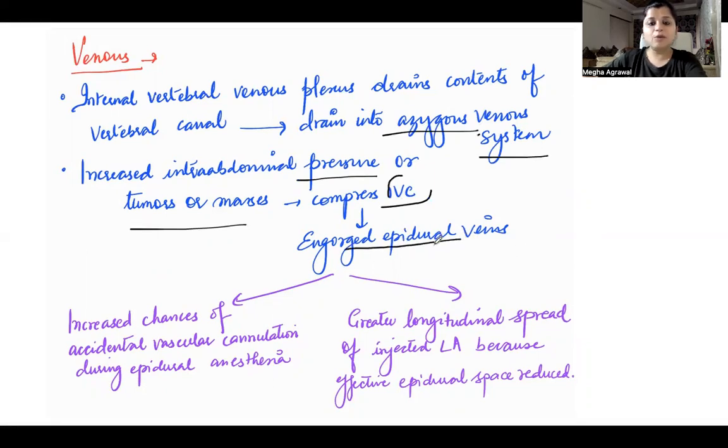Now, the epidural veins are engorged, so two things can happen. Either when we are giving epidural anesthesia and inserting the needle, there is an increased chance of accidental vascular cannulation, so the needle can enter the vessel. Or because the epidural veins are engorged, the effective epidural space is less. So there is greater longitudinal spread of the local anesthetic, and we can have higher epidural anesthesia.